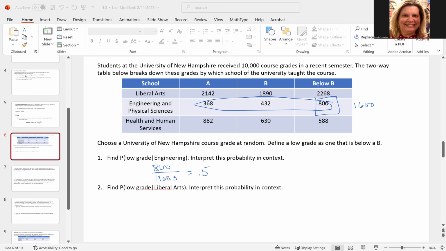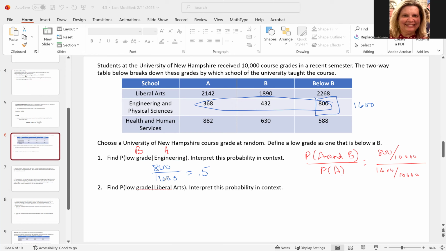Well, if I wanted to use the formula for this, B given A, it would be the probability of A and B divided by the probability of A. A and B would be the probability that they were in the engineering department and got a low grade. That would be 800 out of the 10,000 total, divided by the probability of A, the probability that they were in the School of Engineering, which is 1,600 out of 10,000.